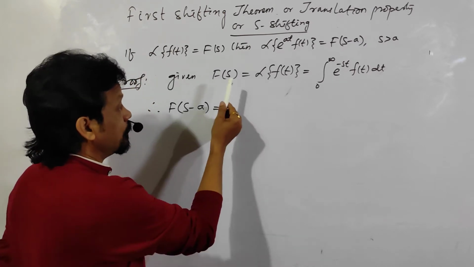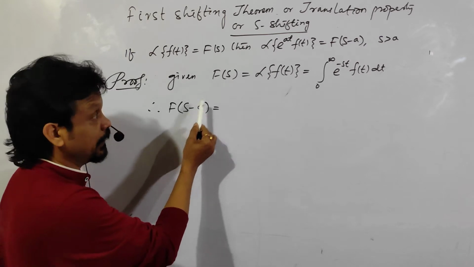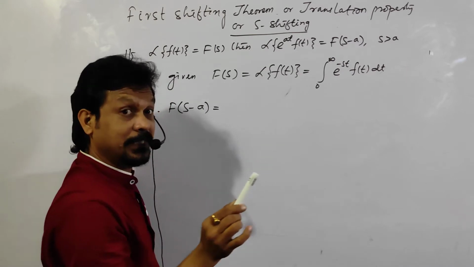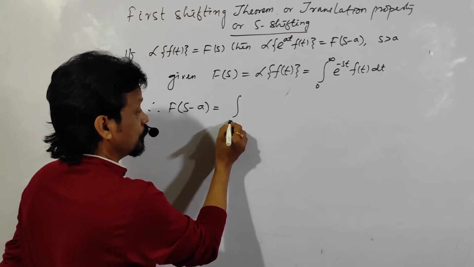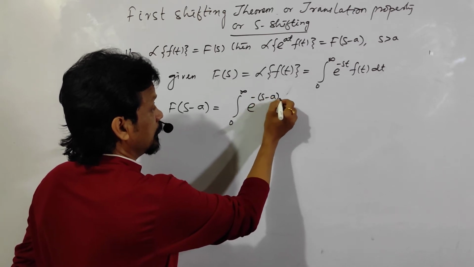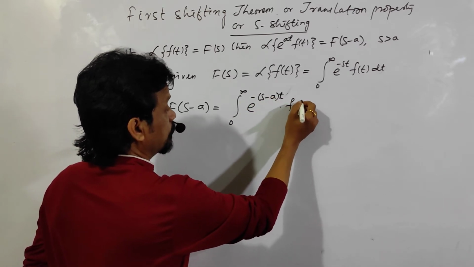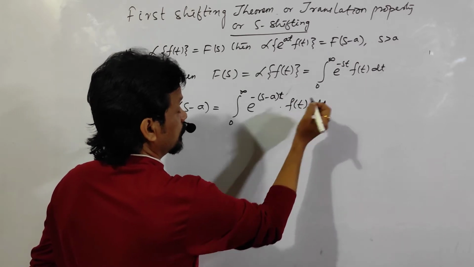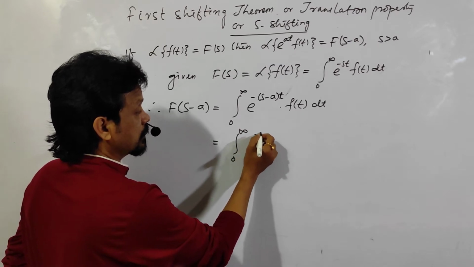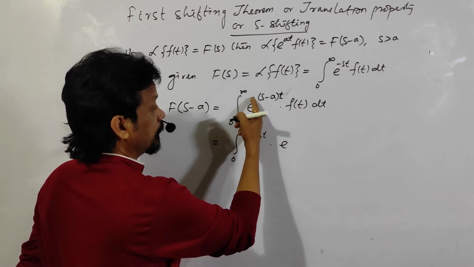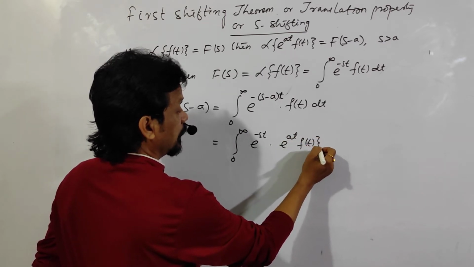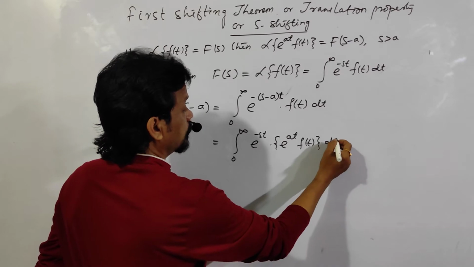In place of s I have written s minus a, so here also in place of s you have to write s minus a. So integral from 0 to infinity of e to the power minus (s minus a) t into f of t, integrated with respect to t. That is, integral from 0 to infinity of e to the minus st into e to the power at into f of t, and I am putting a bracket here, integrated with respect to t.